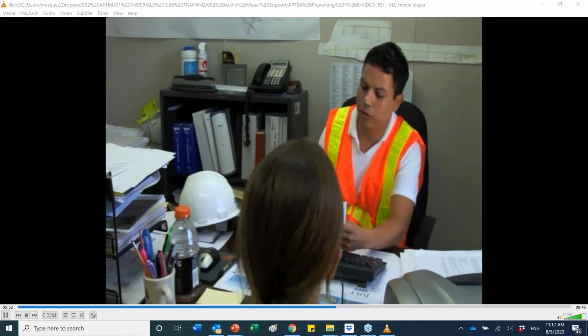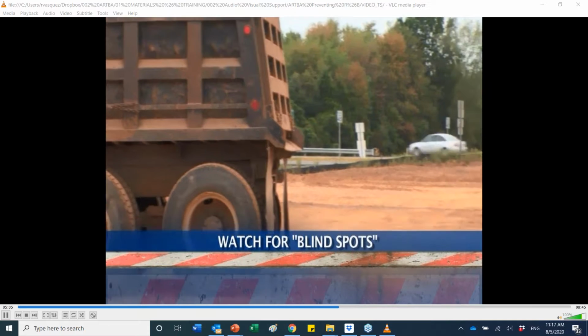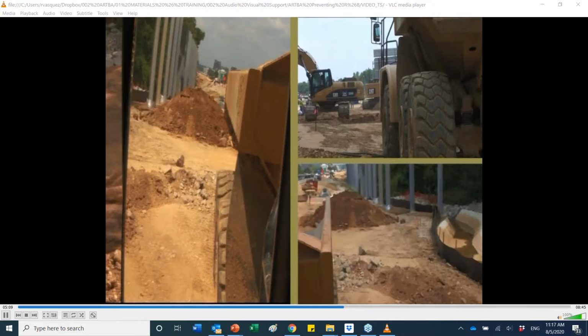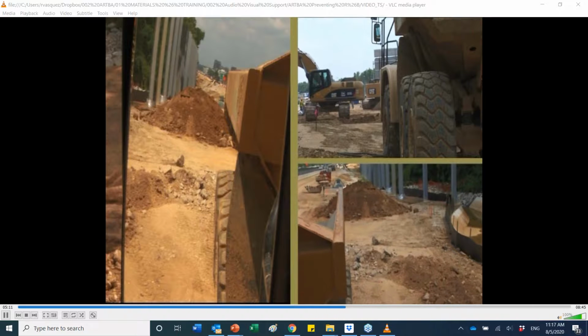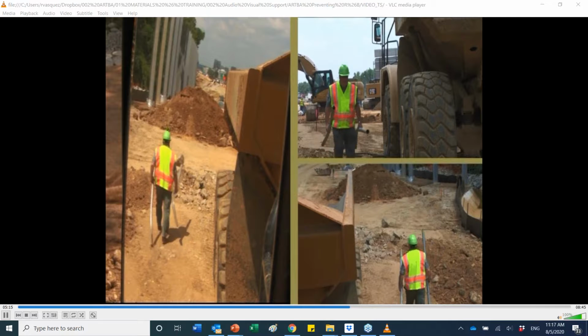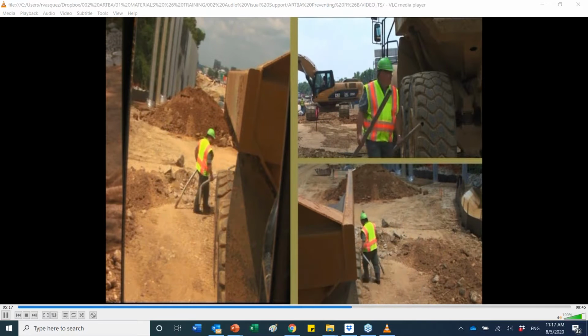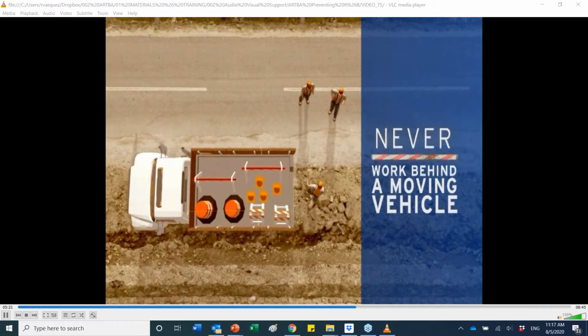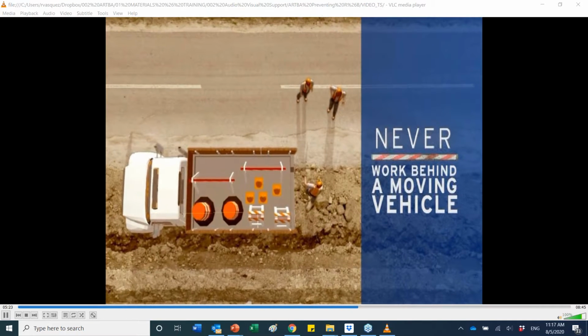Avoid standing behind vehicles or equipment as they back up or in other blind spots. These are locations where drivers or operators can't see you either directly or through their rear view mirrors. Think about this. High visibility clothing won't make you more visible to someone who can't see you at all. So always try to be where you can both see and be seen.